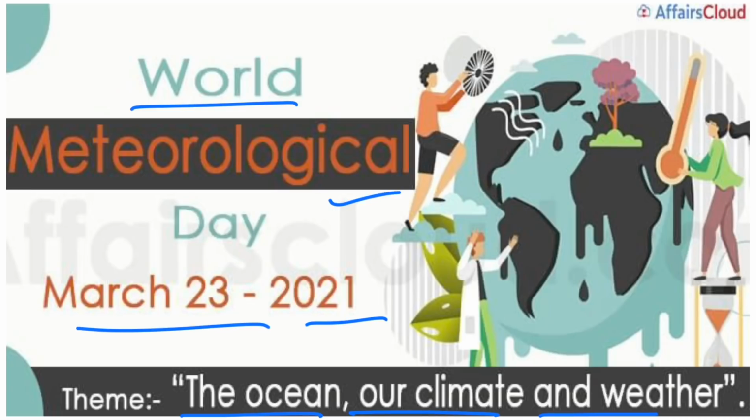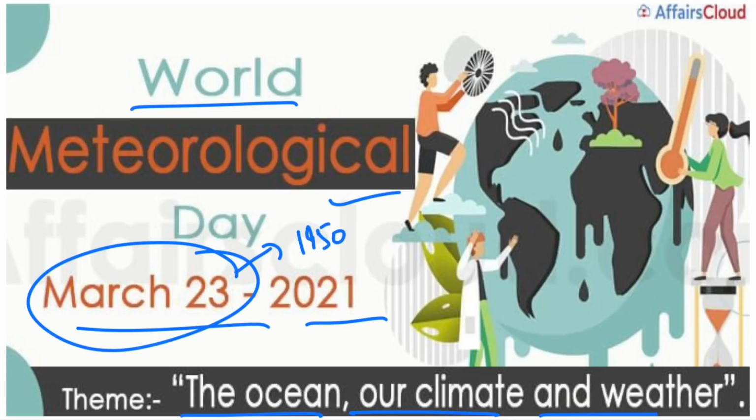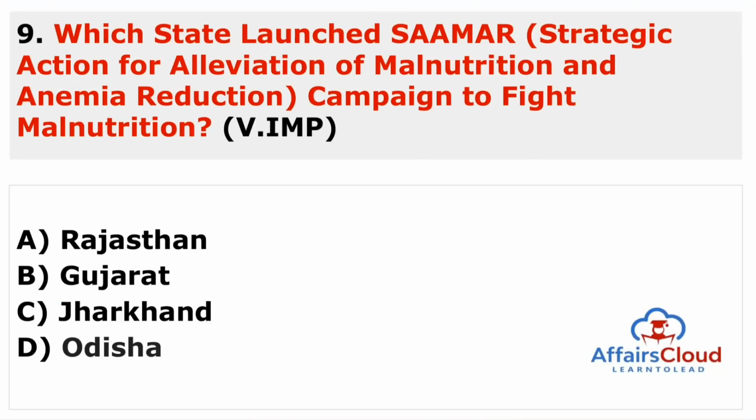So you can see here why this day is celebrated on 23rd of March, because World Meteorological Organization was established on 23rd of March 1950. So that's why this day is celebrated on the 23rd of March. But you have to remember the theme also, the ocean, our climate and the weather. Now we can move to the next question.